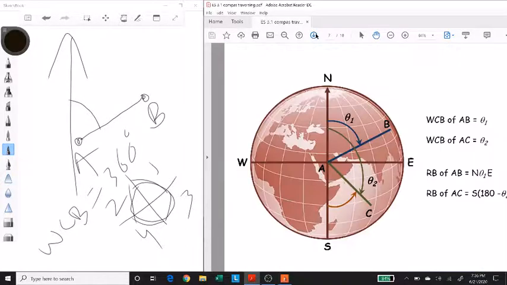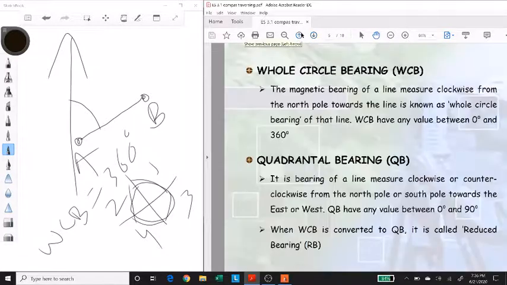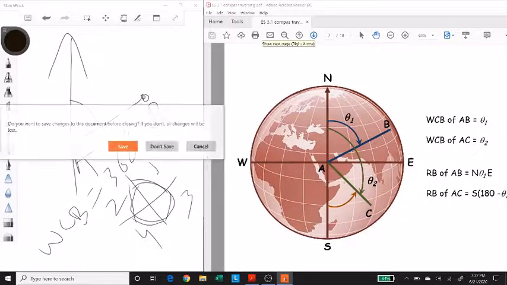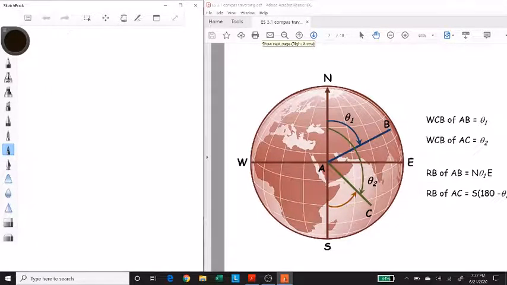So if you see the definition of the whole circle bearing, it is the magnetic bearing of a line measured clockwise from the north pole towards the line is known as whole circle bearing. So it's always measured clockwise. So let's see it on this figure. The whole circle bearing, like we have discussed, would be from 0 to 360 degrees.